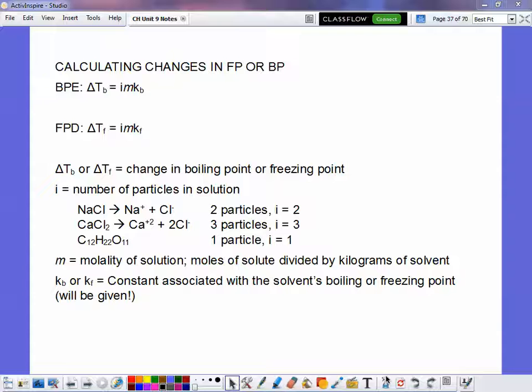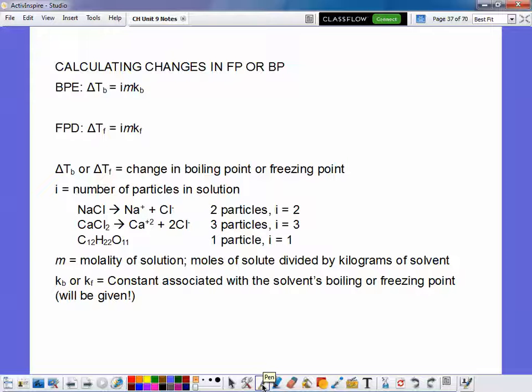Did I actually already go through this page with you guys? No? Okay. Same formula, just for the boiling point one, we're going to use the one that has b's in it, and for the freezing point one, we're going to use the one that has f's in it. So delta Tb or delta Tf, whichever one you're doing, that's telling us the change in that boiling or freezing point. I is the number of particles in solution.